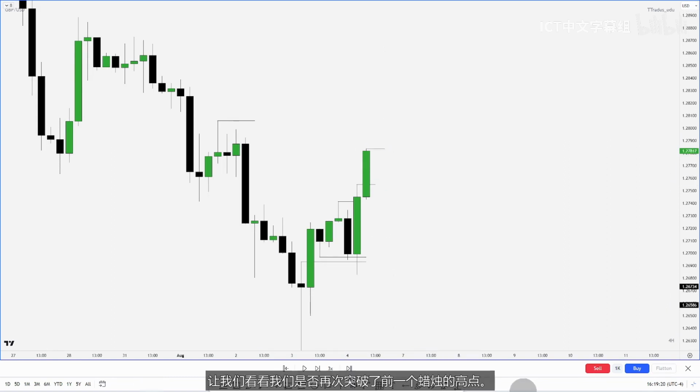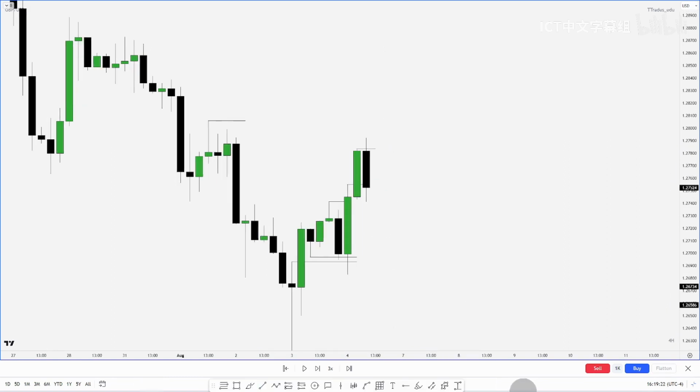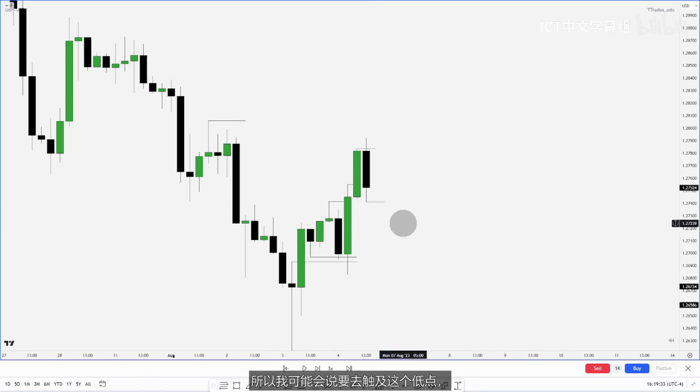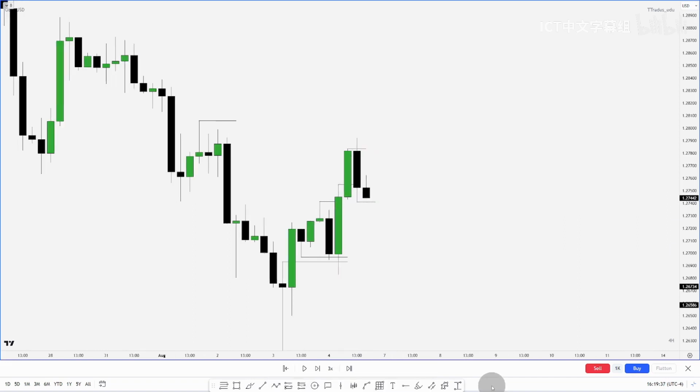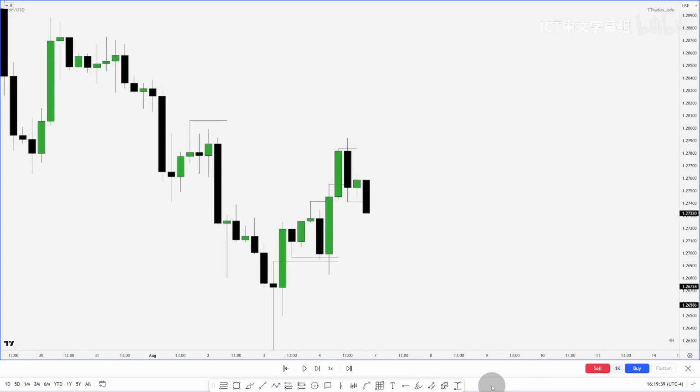Let's see if we take this previous candle's high again. We do. However, here is some conflict, right? We don't close outside of here, so I'd want to say lower, but we do have a fair value gap right here. So I would probably say to reach for this low, but there is some indecision here, and we have an inside bar. Let's see what happens. We do reach for this low.